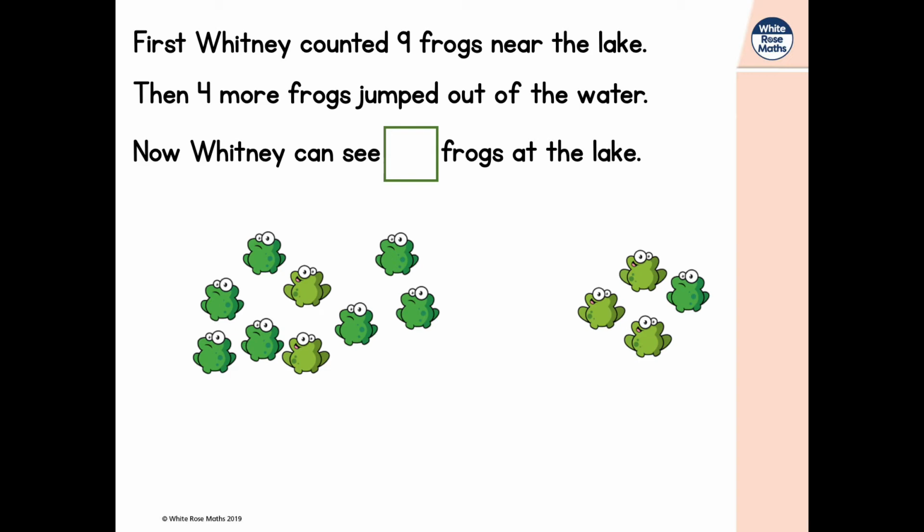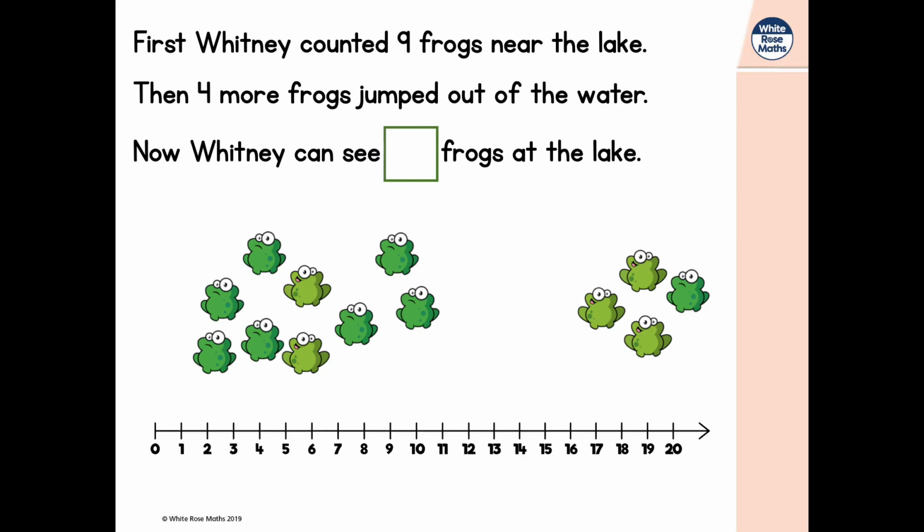We're going to think about this story problem and use counting on. Here's our number line. Remember, first, Whitney counted 9 frogs at the lake. We're going to keep that number in our head and count on. How many are we counting on? Well, those 4 frogs, of course. Here we go. 10, 11, 12, 13. Now Whitney can see 13 frogs at the lake. That's a lot of frogs.